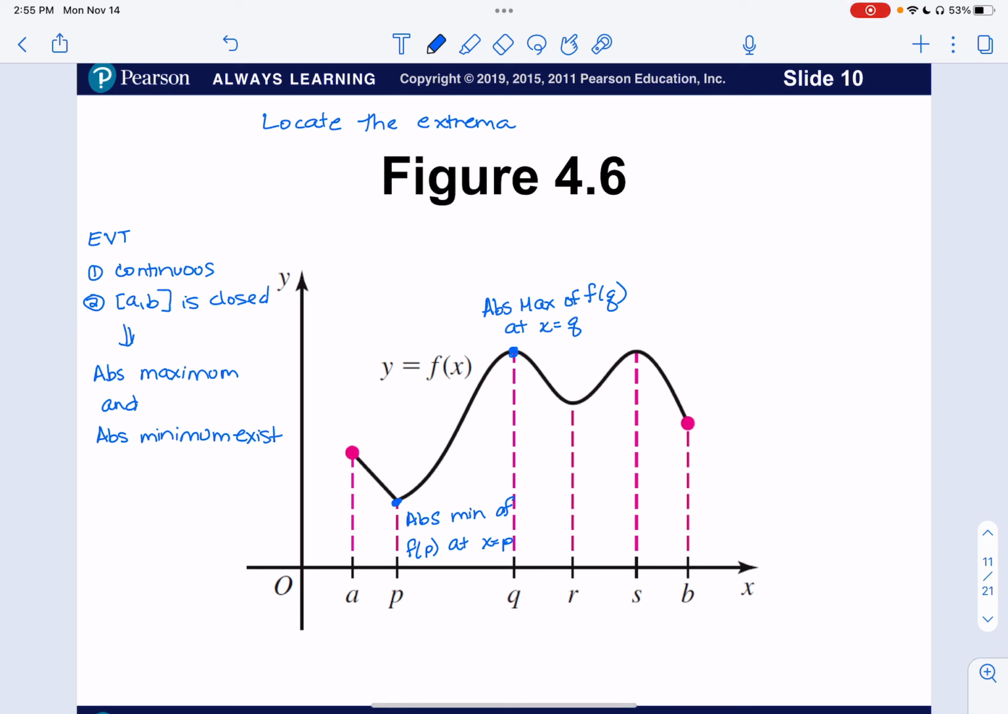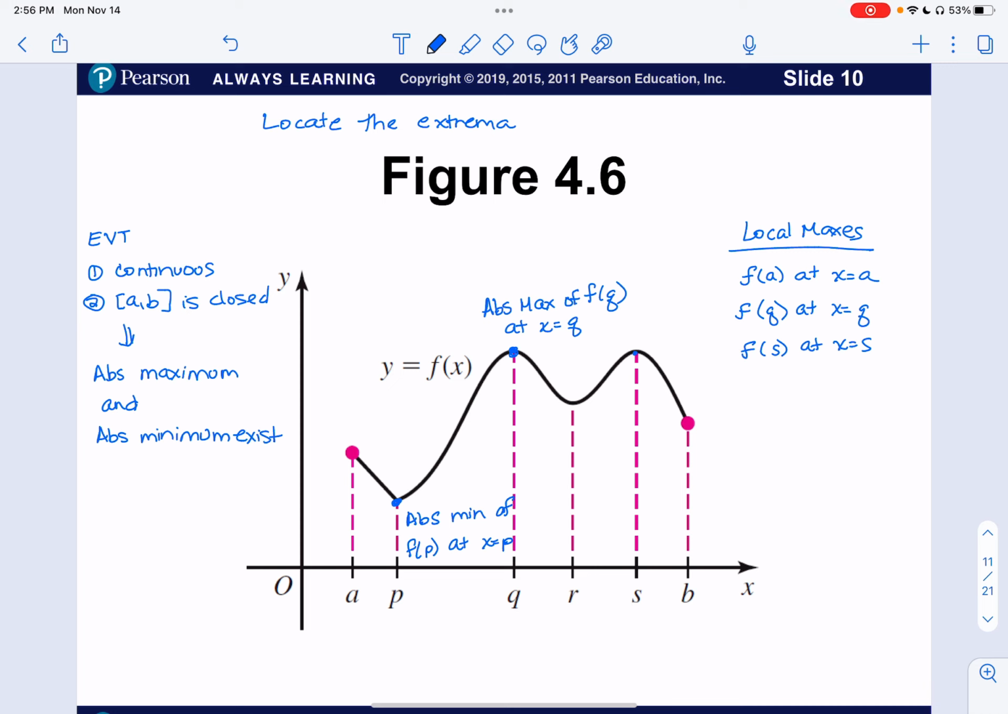Now, if I want to look at other local maxes or mins, I could say there's also local maxes. One would be f of a at x equals a. Obviously, f of q is not only an absolute, it's also a local max at x equals q. And then the last one that I'm going to pick is f of s at x equal to s. Okay, so we have 3 local maximums.